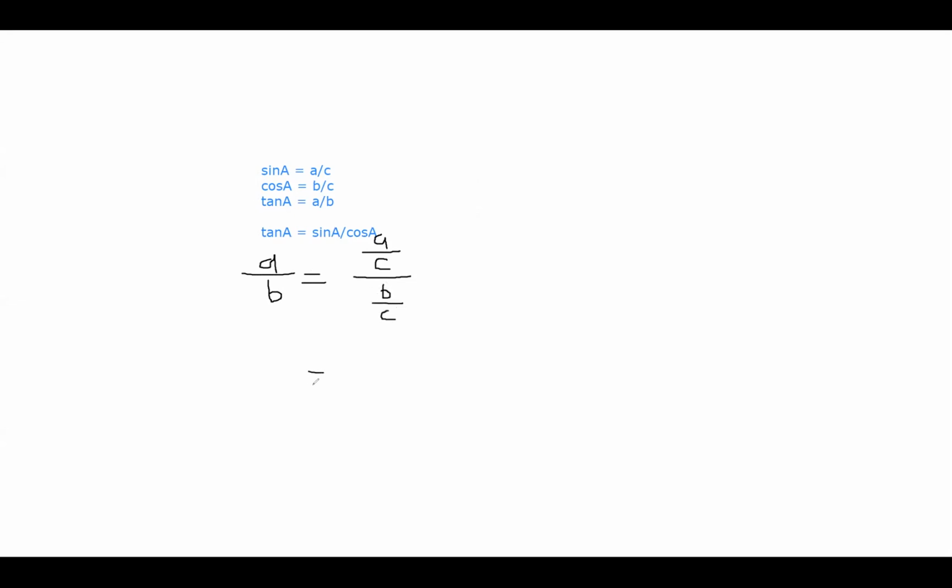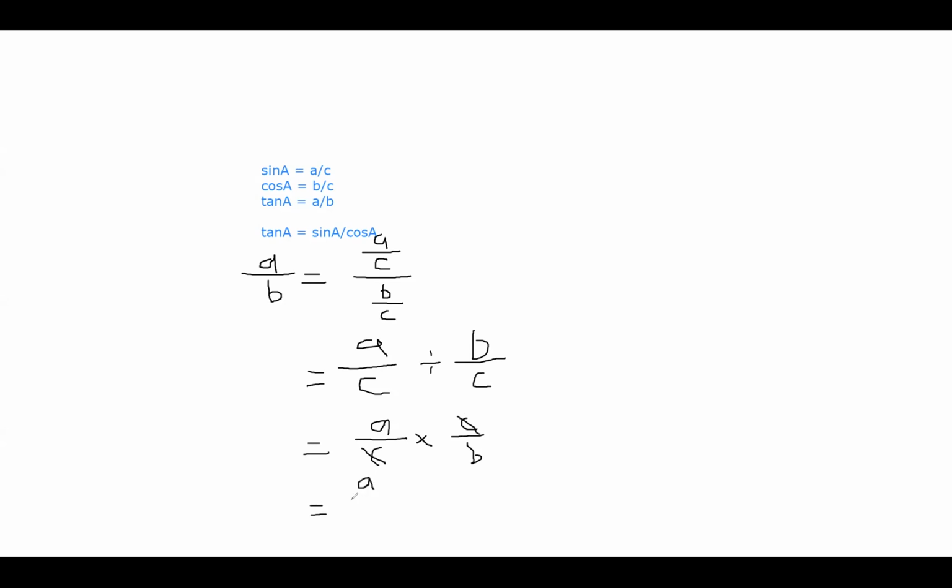We can simplify the right side. Let's rewrite this as A divided by C divided by B divided by C, using the division symbol instead of a fraction. Now we multiply by the reciprocal, so multiply by C over B. Here we get rid of the C's, and then you're left with A divided by B.